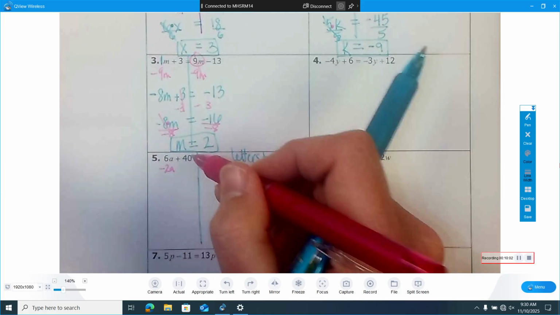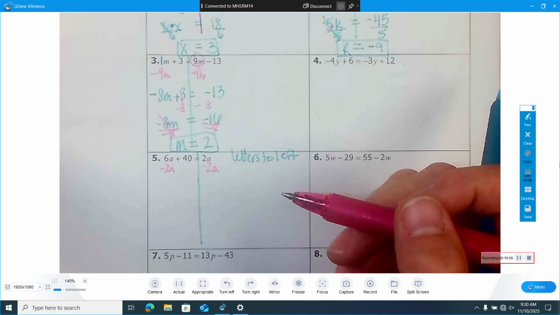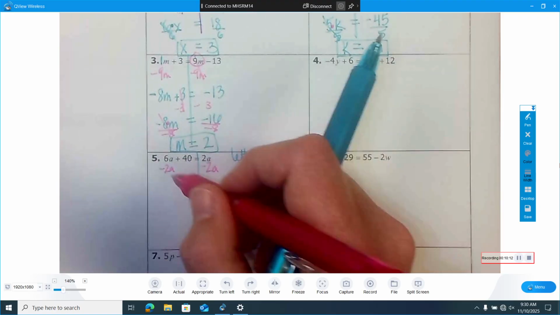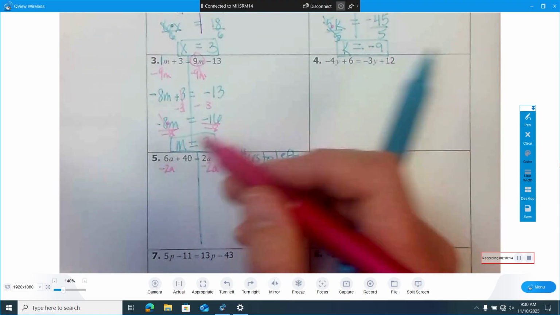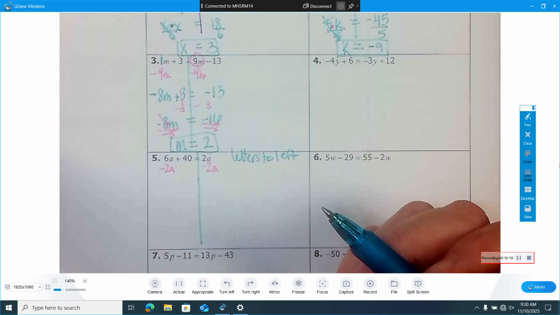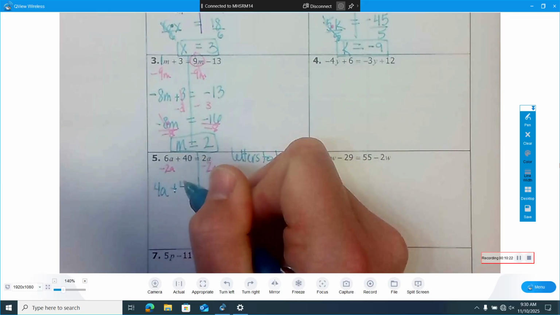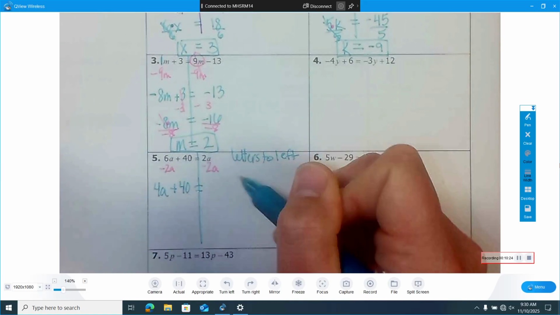Am I subtracting the 2a from the 40? No, why not? It doesn't have an A on it. We can only subtract things that have matching parts, so they both have the A's. So, this is a little bit screwy, isn't it? Let's see. 6A's minus 2A's is 4A's. And I have a plus 40, and I have my equal sign.